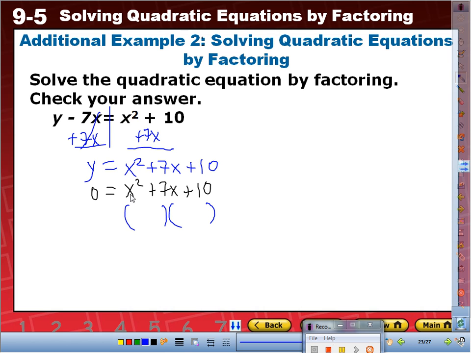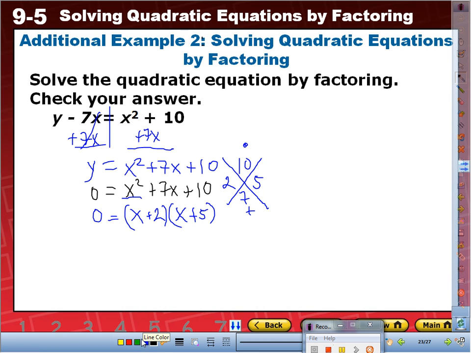Let's see, can I take a shortcut? Square root of the first? Yes. Square root of the last? No. So therefore, factor the first. Power Rangers, we got 7. We got 10. What factors of 10 add up to 7? 5 and 2. 2 and 5, doesn't matter the order. So I'm going to write 2 and 5. This is x plus 2, x plus 5, and you bring down the 0.